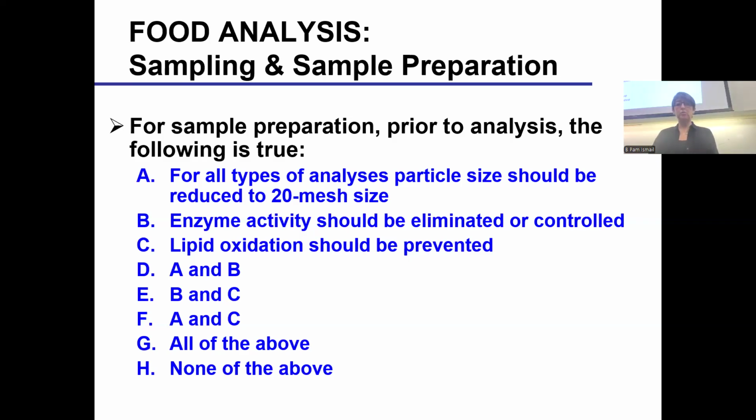Okay, enzyme activity should be eliminated or controlled. Lipid oxidation should be prevented. What sounds most reasonable to you? Yes, Al. That's a very reasonable assumption. And in some cases, it's true, all of the above. In some other cases, you need a smaller particle size, higher mesh number. For example, if you're extracting fat to determine fat content, you need at least 40 mesh size. But for other composition analysis, 20 mesh size is fine.